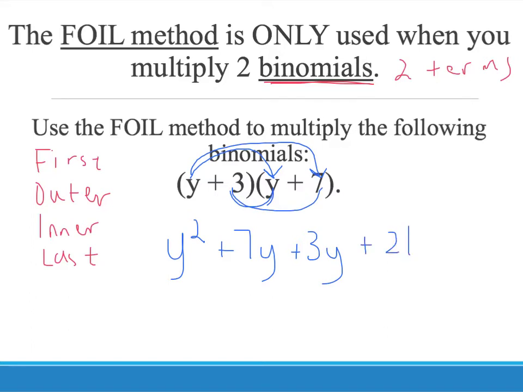Okay, and then I'm going to combine the terms that are the same. I see that in the middle I have 7y and 3y, which is going to be 10y. And then the other terms I'm going to bring down. So y squared plus 10y plus 21.